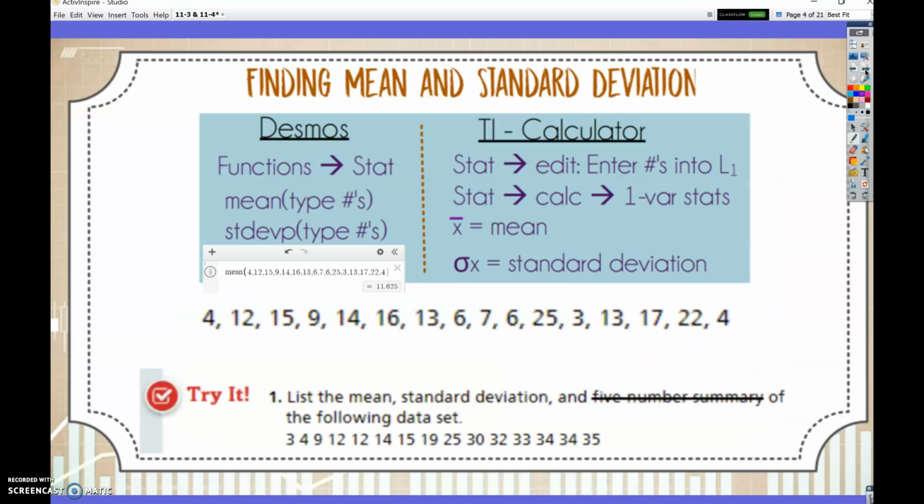When it comes to calculating both of those, we're going to use technology to do it just to save us some time. Remember, to get your average, you're finding the mean. So on Desmos, you can do this, like this is an example, mean and the number set, and we'll give it to you. And standard deviation, same thing. On your TI calculators, here's some information about how you could also calculate both of those values there.